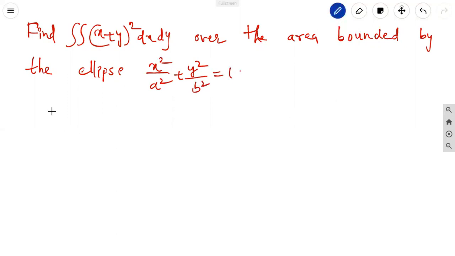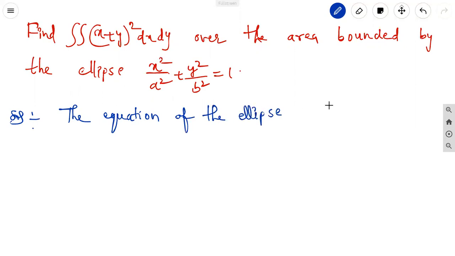Here, first of all, they didn't give the limits. We can find out the limits from the bounded curve. What is the bounded curve? The ellipse. The equation of the ellipse is x square by a square plus y square by b square equal to 1.